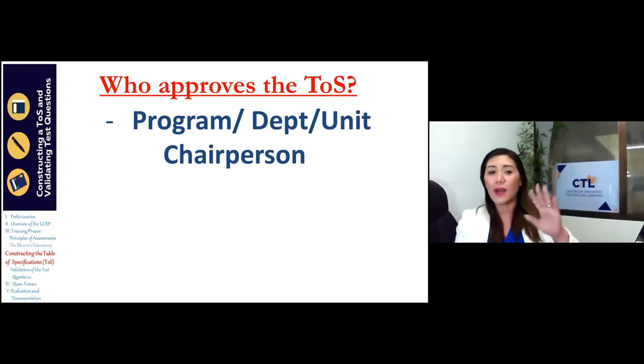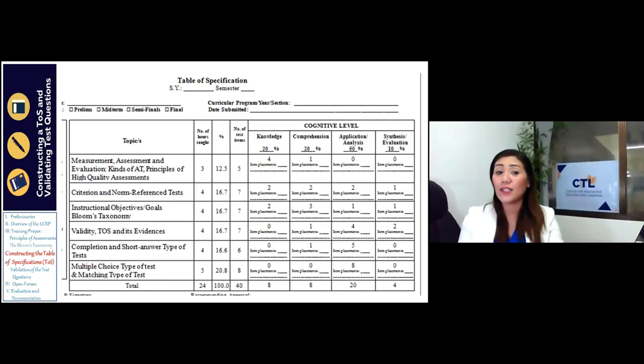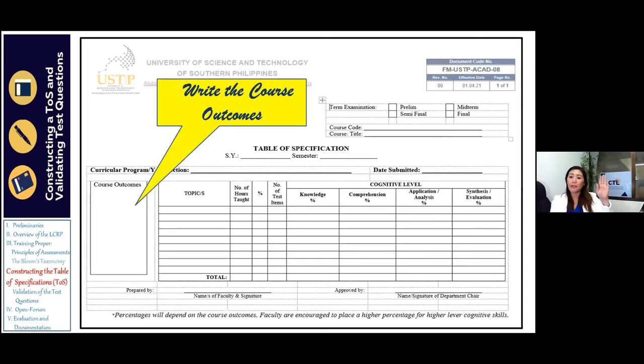So this is what the TOS looks like, with the topics. Let's construct the TOS now. First are the course outcomes on the side. As suggested by a lot of literature, 3 to 5 course outcomes. It does not need to be 10, and one is not enough.